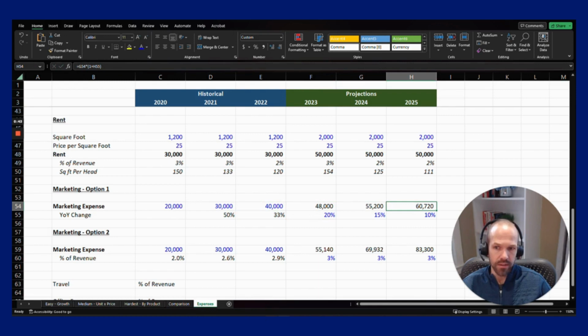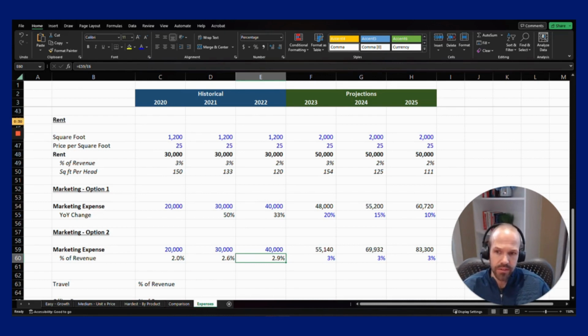I think much more relevant for something like marketing is a percentage of revenue. More revenue usually requires more marketing spend in most businesses. So looking at what percentage of revenue that spend is, is kind of important. Here, historically, it's been 2 to 3%, and going forward, we've assumed 3%. Basically, you just multiply revenue by 3% to get the projected expense for marketing.